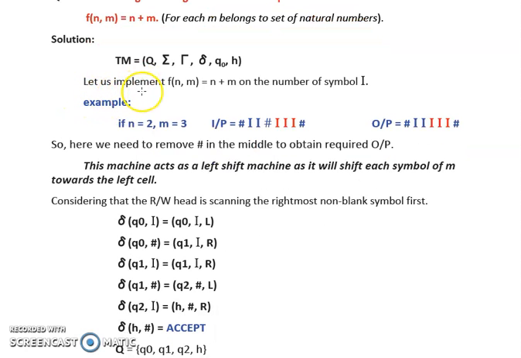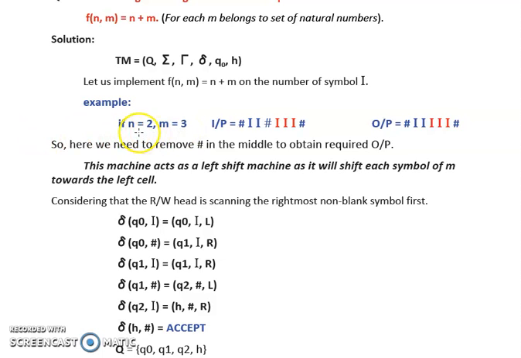Now, let us implement the function f(n, m) = n + m on the symbol I. That means we are providing n number of I's and m number of I's as the input. The output will be n + m number of I's. For example, let's say n is equal to 2 and m is equal to 3.